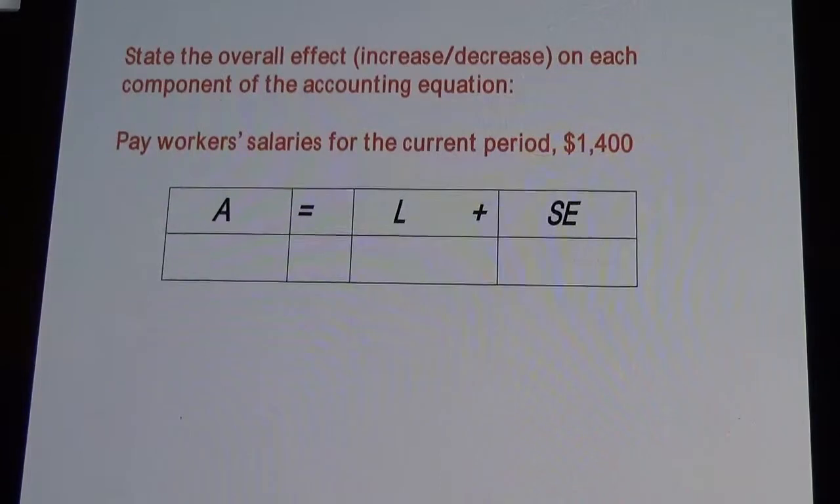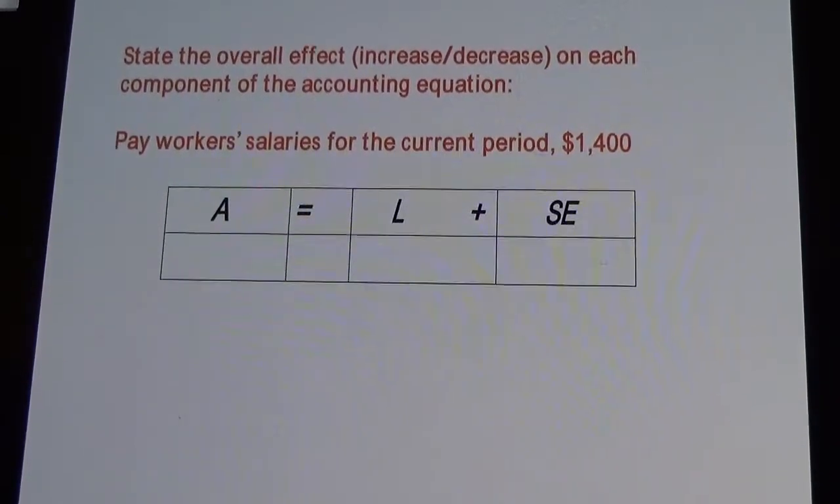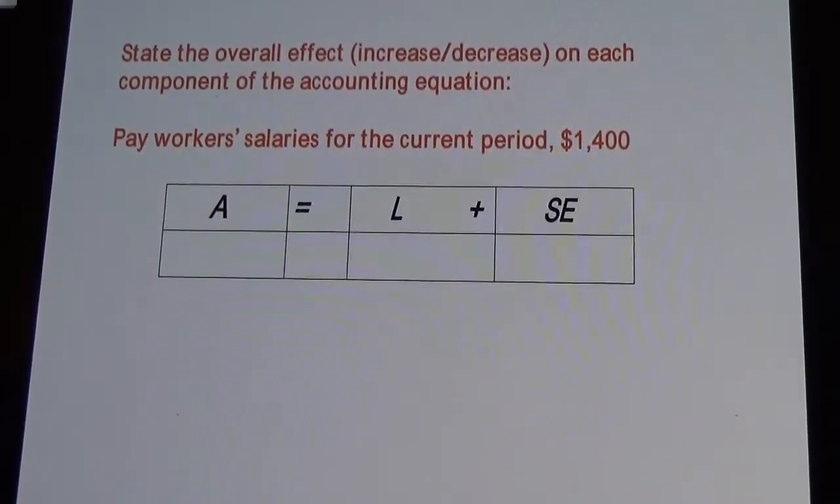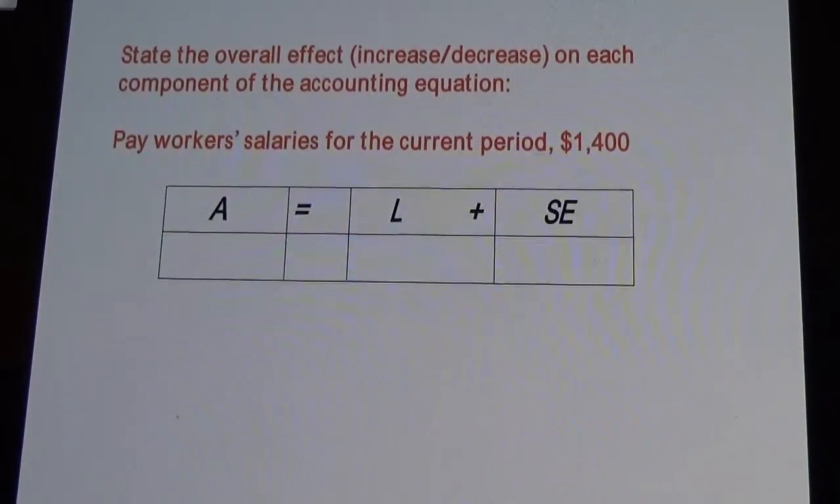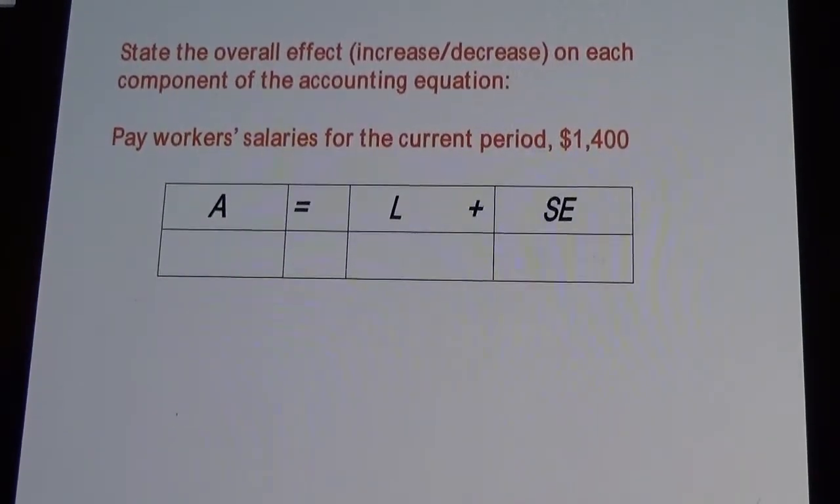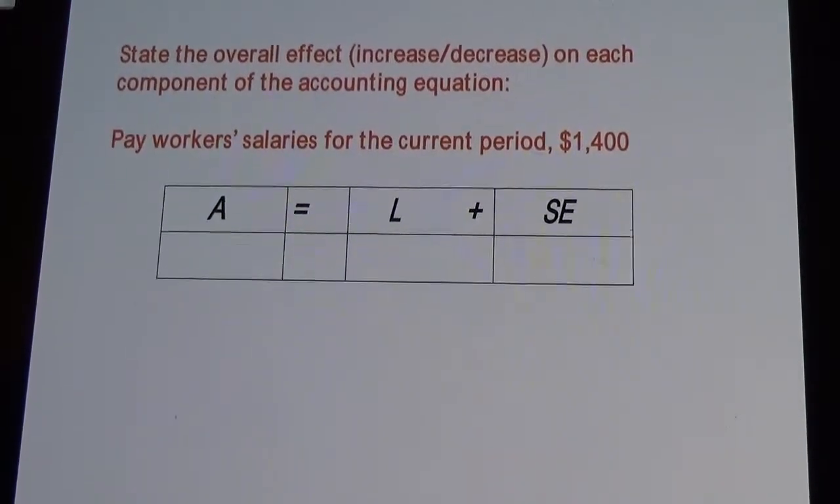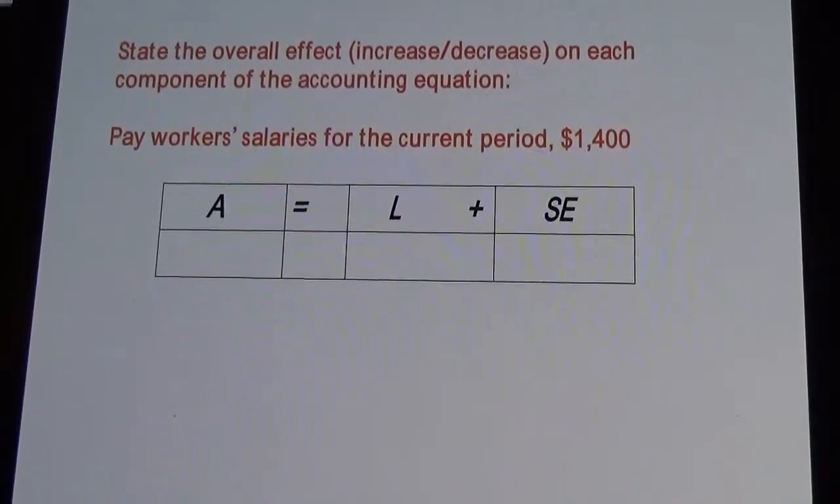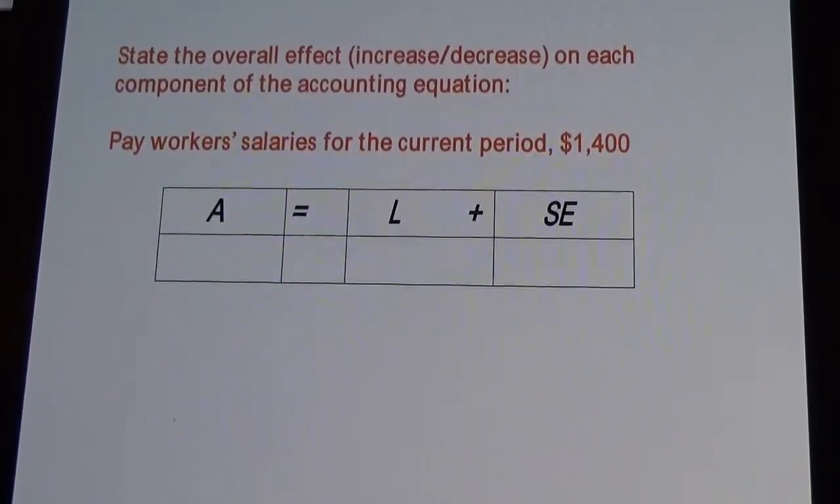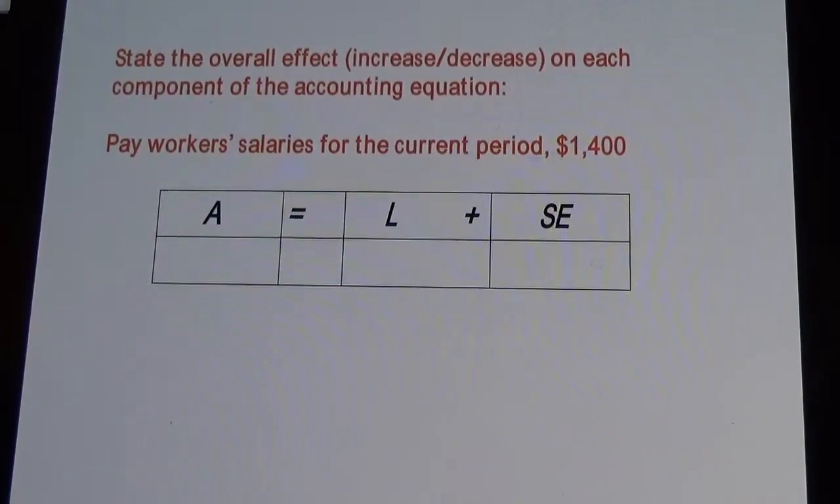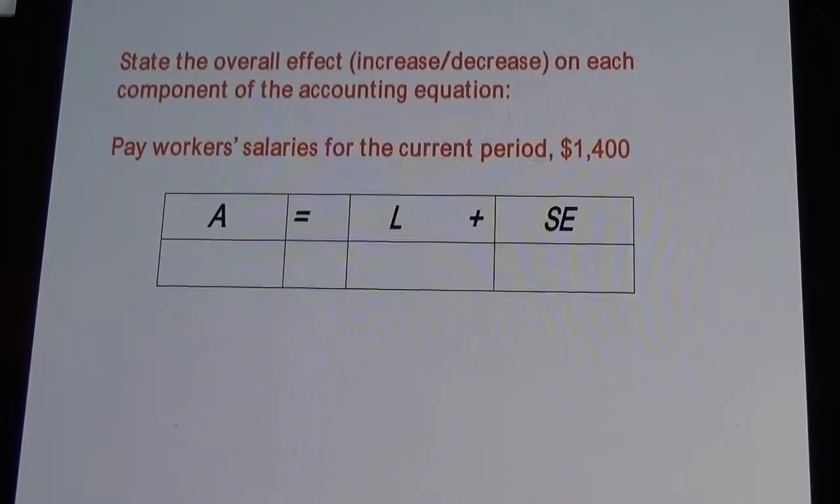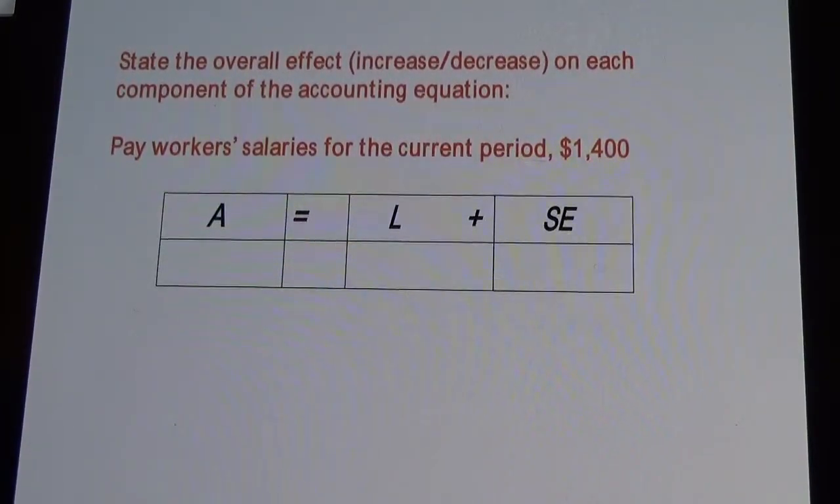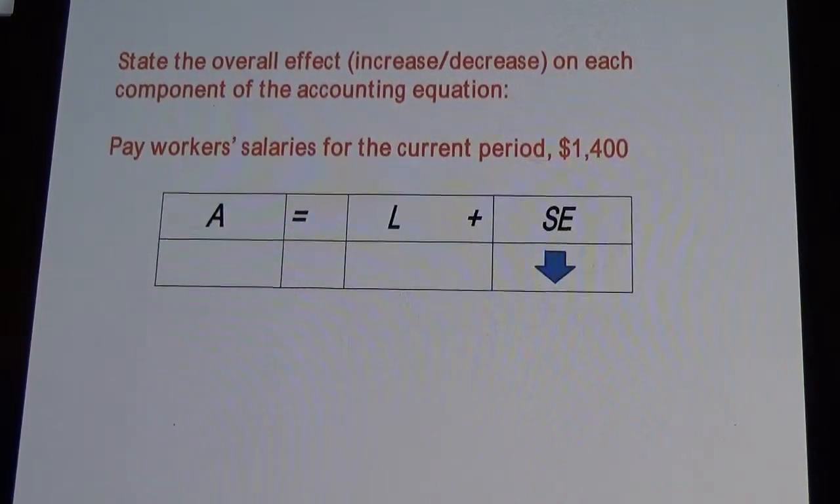Let's state the overall effect, increase or decrease, on each component of the accounting equation, again with up and down arrows. So let's pay worker salaries for the current period, $1,400. Those worker salaries are an expense of the business, and so we're going to show the fact that that means our net income is going to go down. That means our retained earnings is going to go down, so that has a negative effect on stockholders' equity. And it also has a negative effect on our assets. So we're going to show down arrows in the equity, and we're going to show down arrow in the asset.